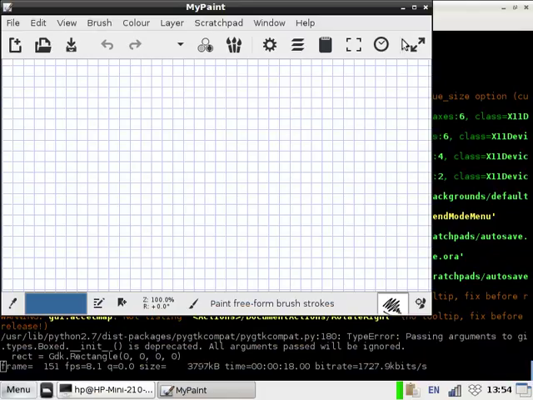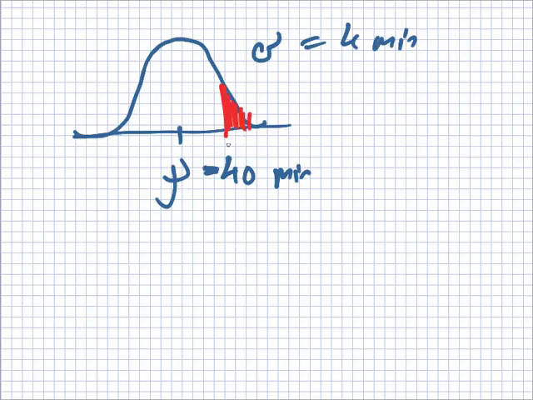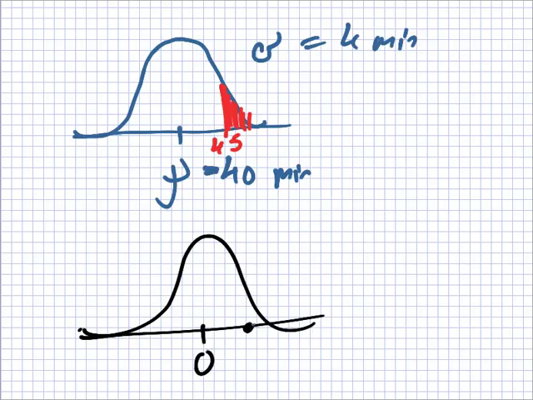Okay. Right, so here is our distribution. This is 40, is it? And this one here is 5. No, 4, thank you. And they're late if it's more than 45. So let's transform this. That would be 0, and this point here would be 45 minus 40 over 4, which is 1.25.